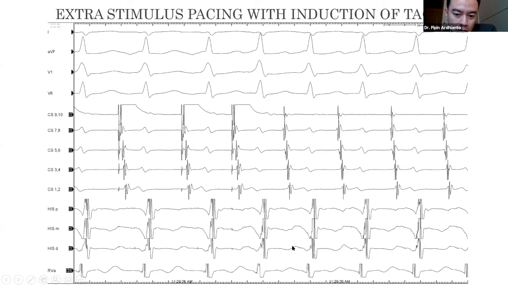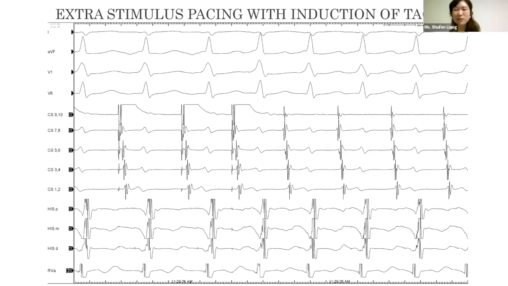Comparing the his distal to the V at the CS12, I'm suggesting that the his is earlier compared to the V at the CS. In the other tracing at the first pacing beat, we can see that the his is embedded inside the V at the CS. So in this tracing, it might be the induction of AT with bystander or AVNRT with bystander AP, as there is antegrade conduction to the V.